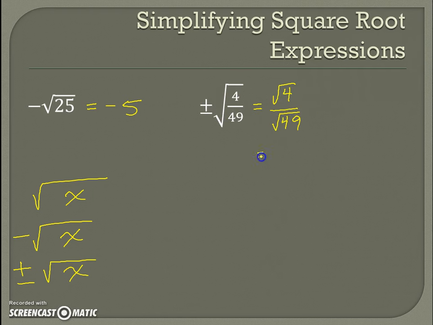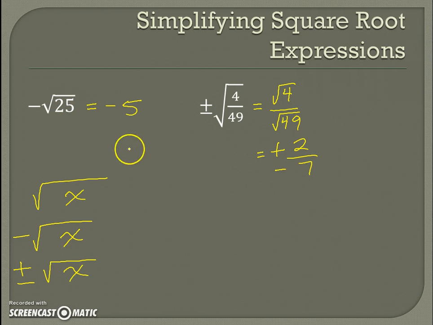So here I have some values that I can simplify. The square root of 4 is 2. The square root of 49 is 7. And whatever the sign is in front of the radical is the sign that you keep. So in this case, it's plus minus. Now you may be asking yourself, well, why on earth are we doing that?